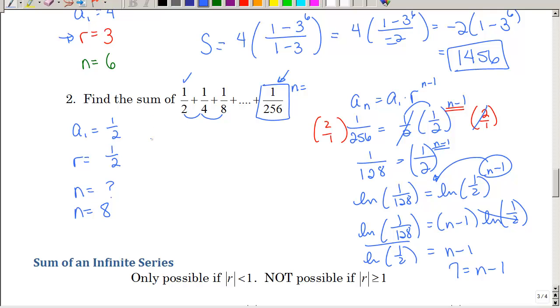So now I need to know the sum. So the sum is a1 times 1 minus r to the nth power divided by 1 minus r.